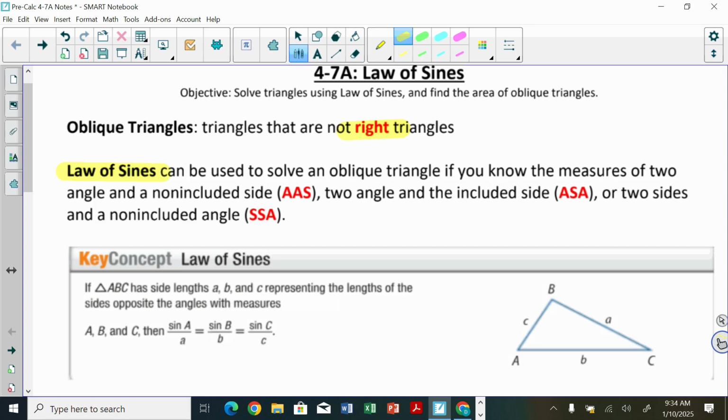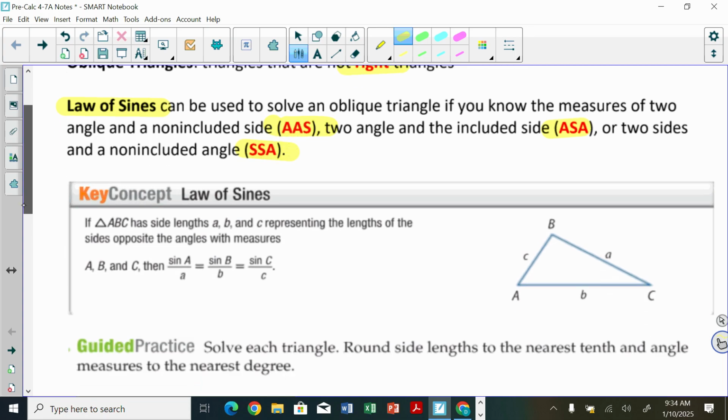If you know a couple things, though, you need to know the 2 angles and a non-included side. That would be your angle side. The 2 angles and non-included side. Or 2 angles and the included side. That means the side in between those 2 angles. Or 2 sides and a non-included angle. So side angle. So all of those, if you remember.